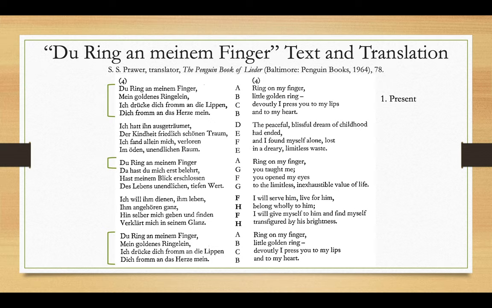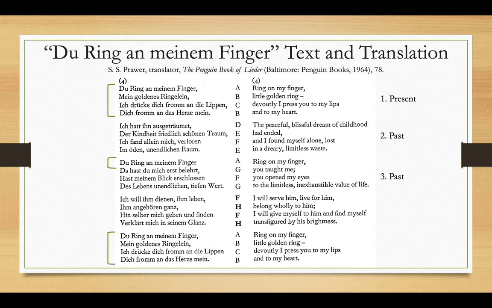Now let's look at the focus of each of the stanzas in terms of time. The first stanza focuses on the present, where she's actually talking to her ring. The second one is kind of dealing with what this ring represents in relation to her past.